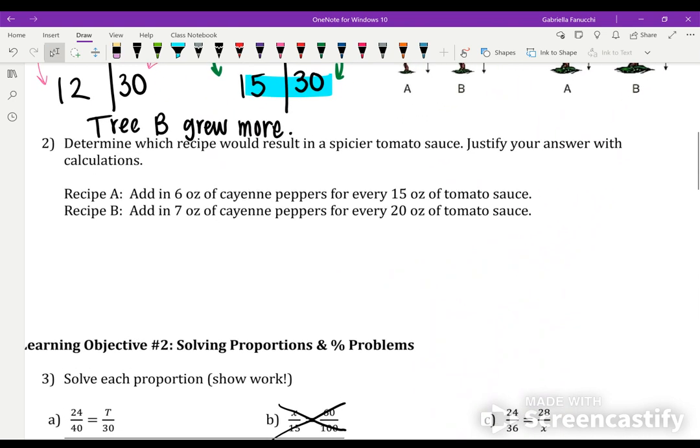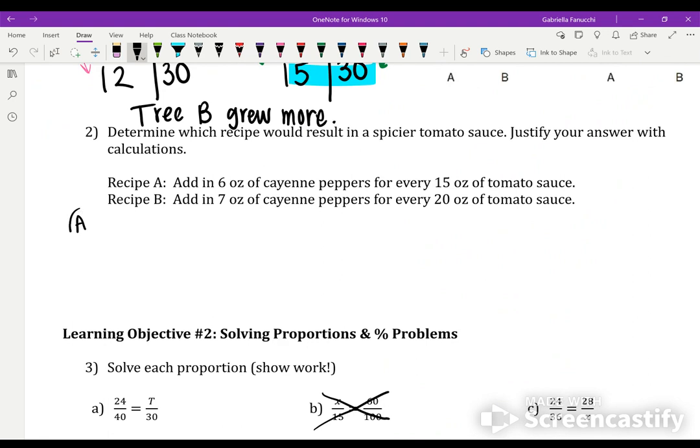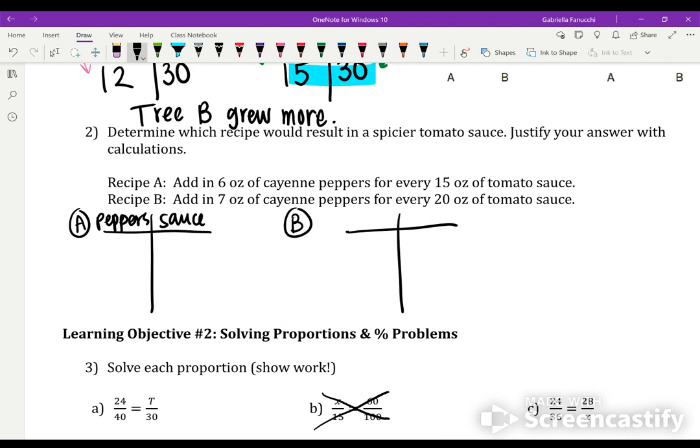Determine which recipe would be spicier in the tomato sauce. So if we look at recipe A, we're going to need some tables because we're going to be comparing. And we need a table for B. So if I'm adding in peppers and tomato sauce, that's what I'll make my table. Peppers and sauce. Peppers and sauce. Okay, so 6 ounces of peppers, 15 ounces of tomato, 7 ounces of peppers, 20 ounces of tomatoes.